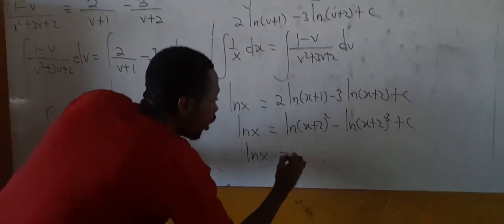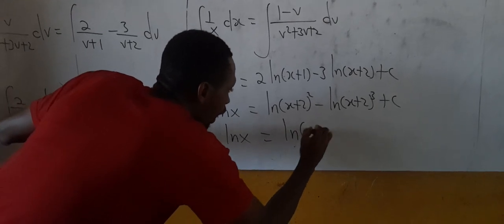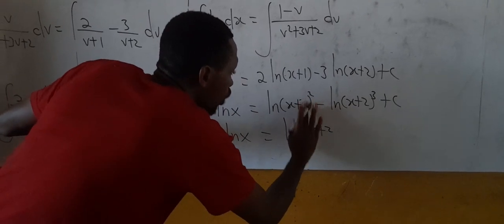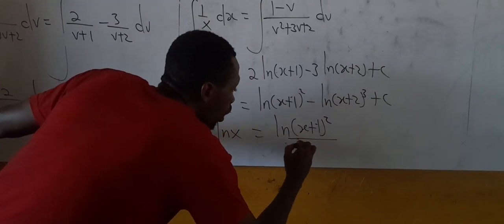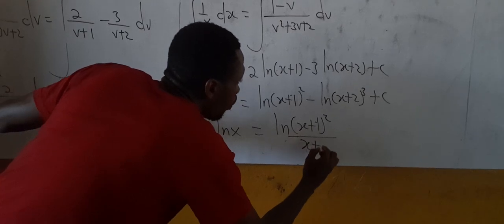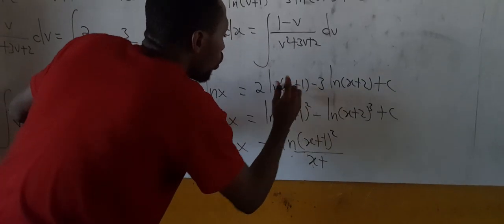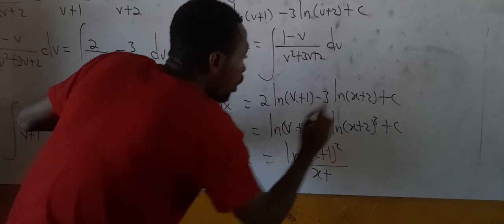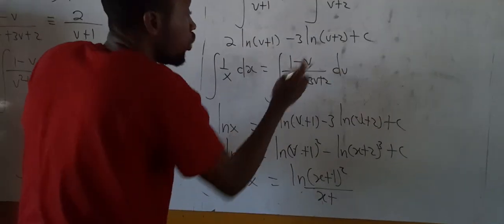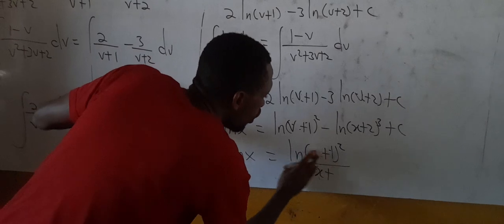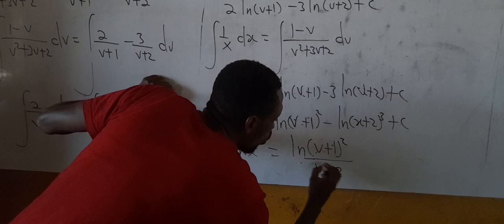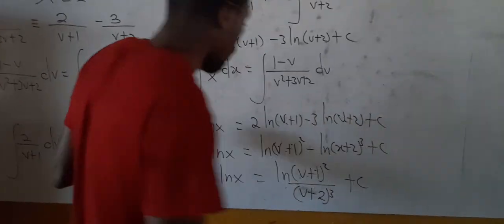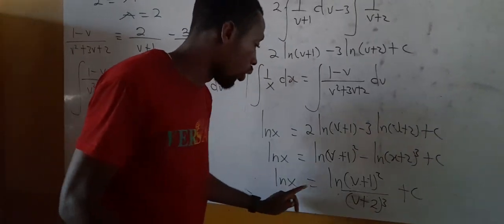So ln x, another law, so this will be ln of (v plus 1) squared all over, so it is v rather, not x. Very, very important, it is v. So let's use v. So this will be (v plus 2) exponent 3 plus our constant c. We can bring this constant here, we can bring the constant there.